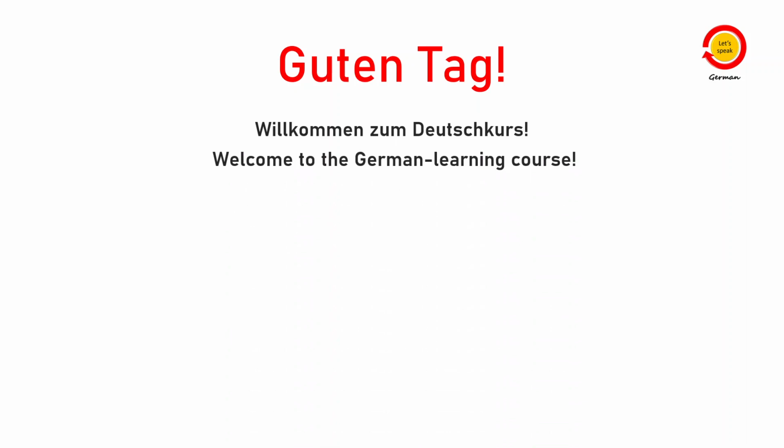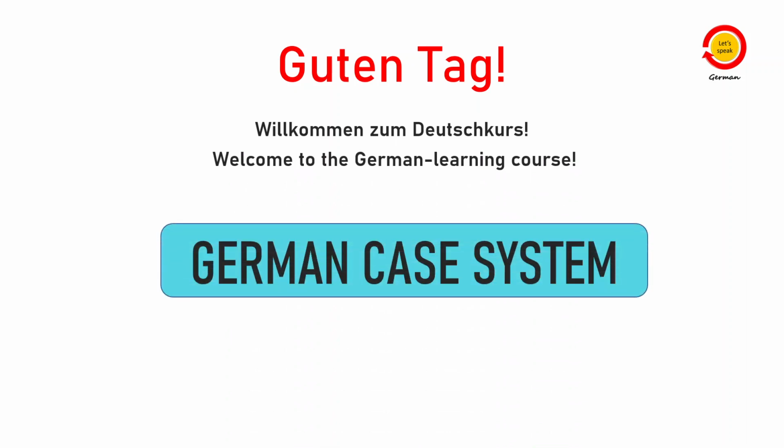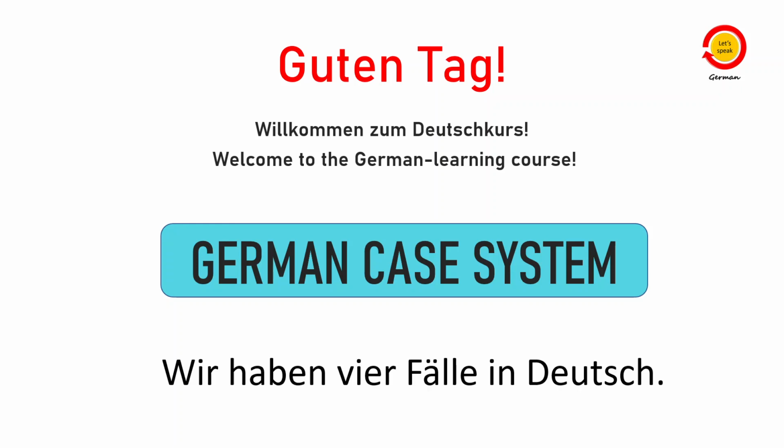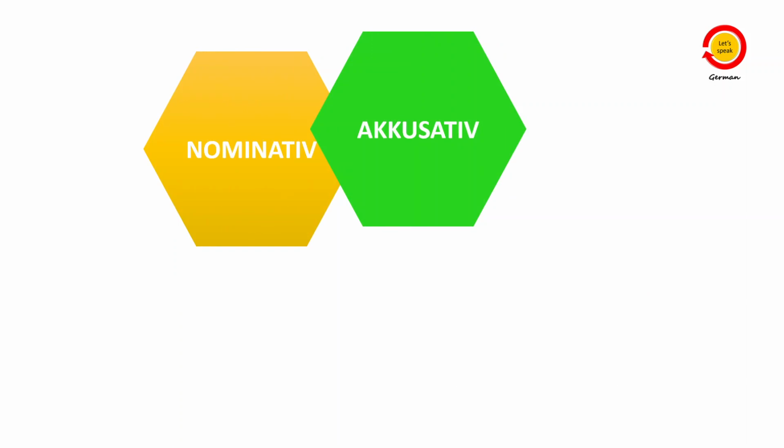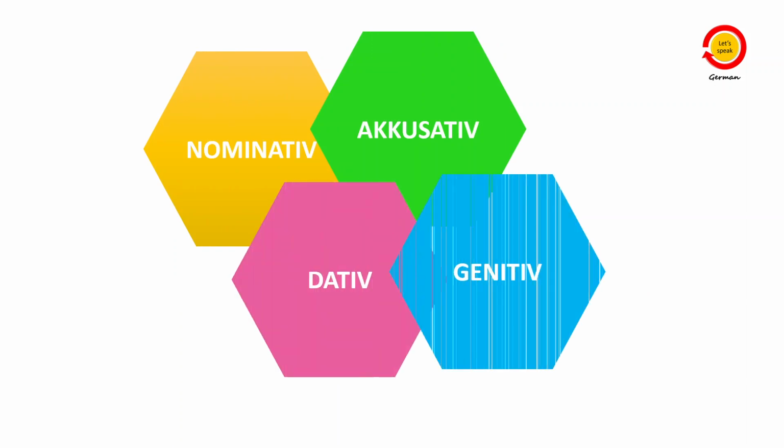Today we shall learn about the German case system. It may seem to be a bit troublesome for beginners to understand this, but eventually it is realized that the beauty of the German language lies in its case system itself. Wir haben vier Fälle in Deutsch. We have four cases in German. Nominativ, Akkusativ, Dativ und Genitiv.